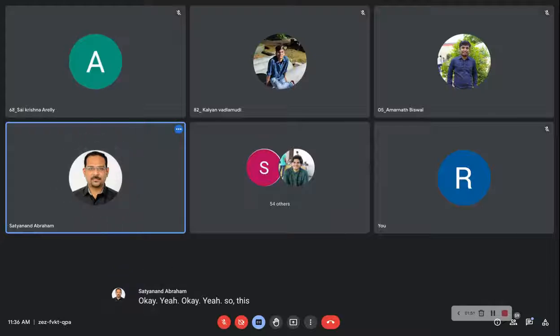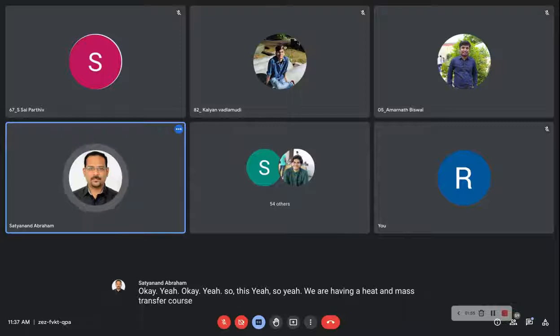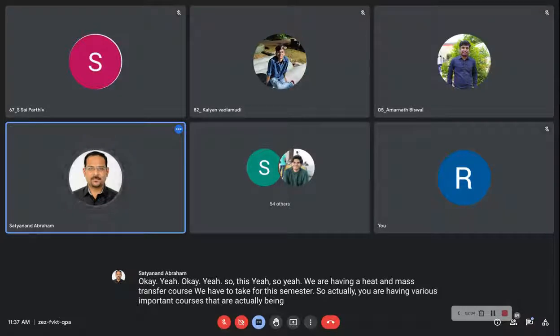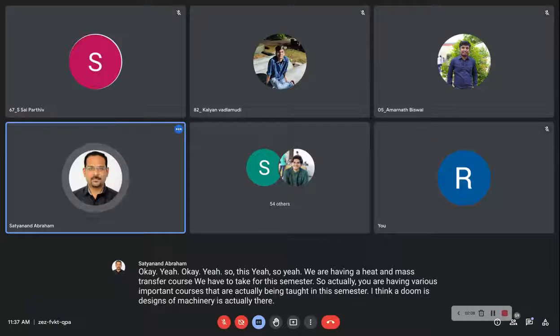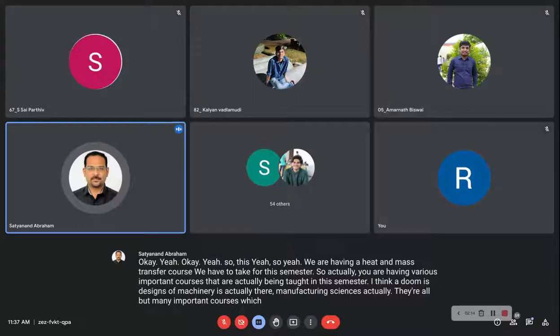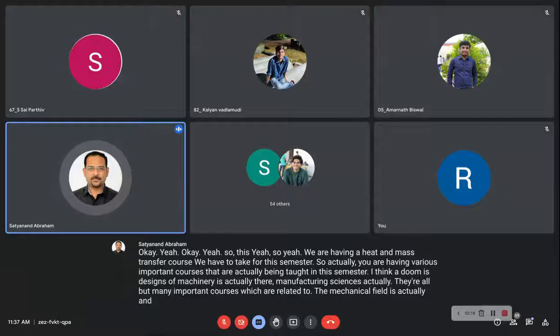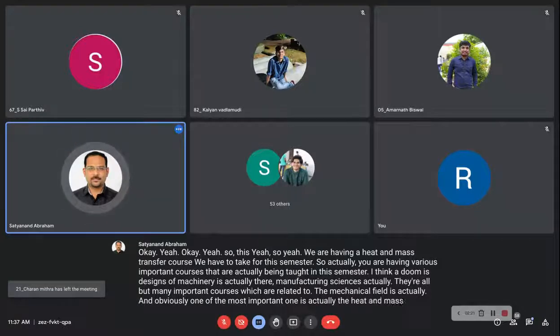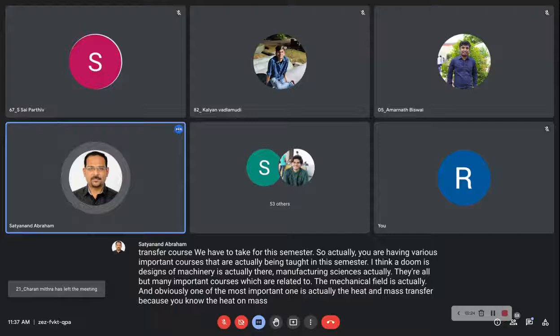So we are having a heat and mass transfer course. We have to take it for this semester. You are having various important courses being taught in this semester. I think DOM, design of machinery, is there. Manufacturing science is there. Many important courses related to the mechanical field are there. And obviously, one of the most important ones is heat and mass transfer, because heat and mass transfer is the backbone for thermal streams itself.